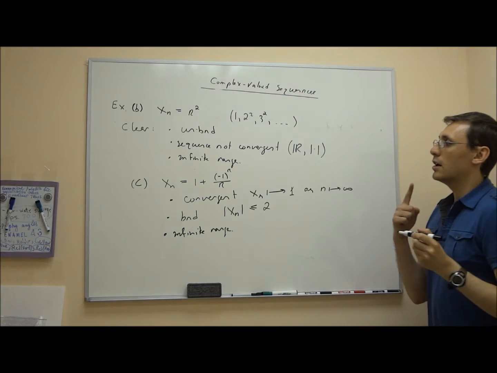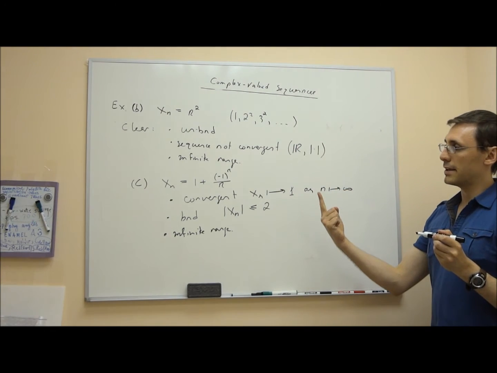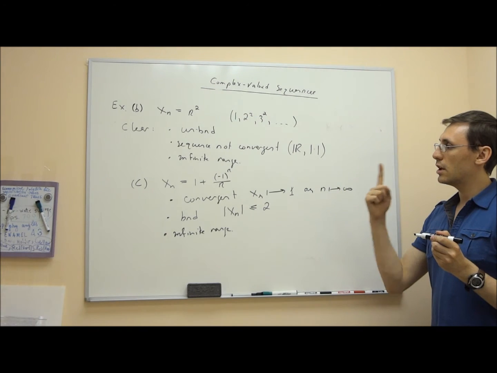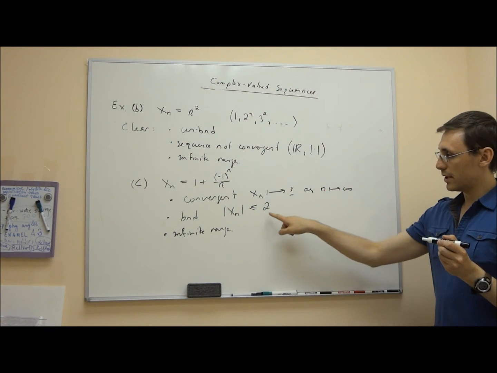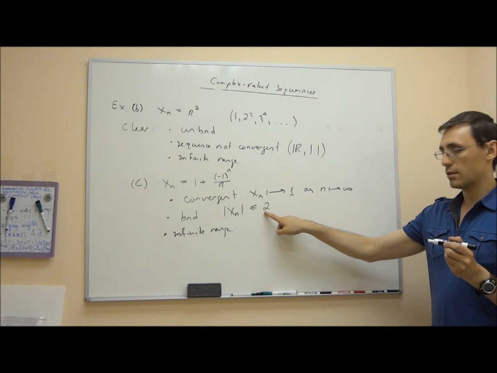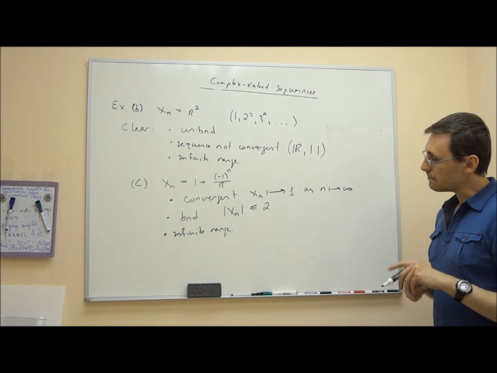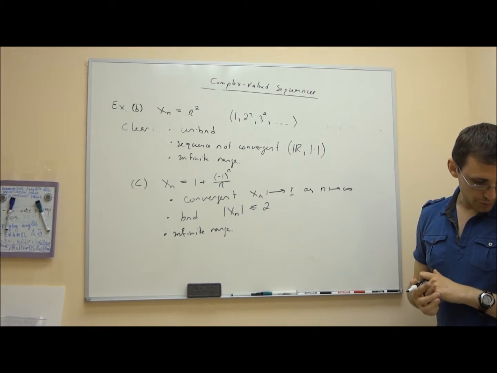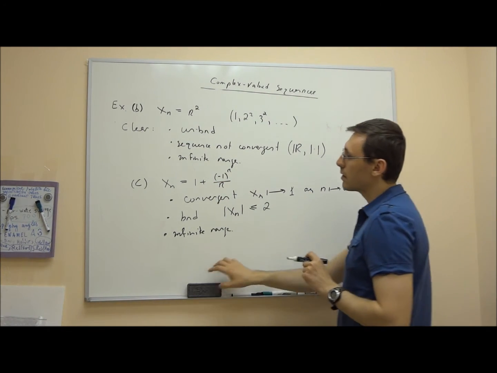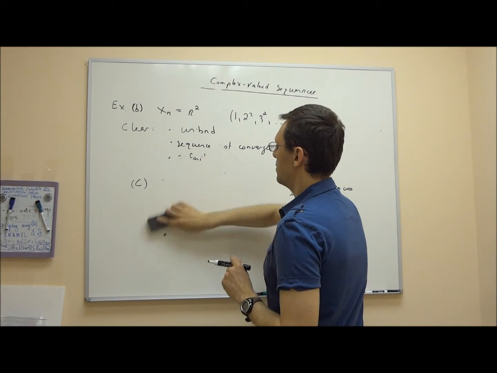Because the outputs are 1 minus 1, which is 0, 1 plus 1/2, which is slightly bigger than 1. That's why I said less than or equal to 2. And considering in this fashion, you would see that you have infinitely many outputs. So consider another example.